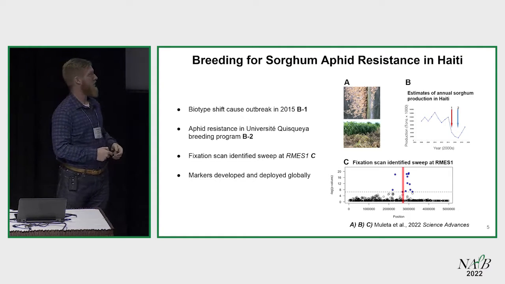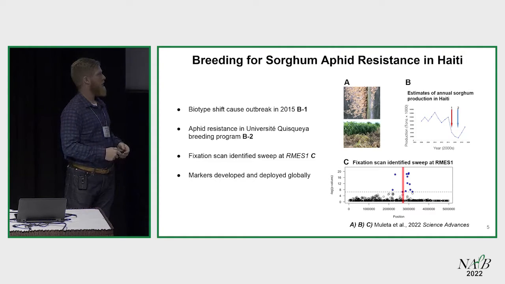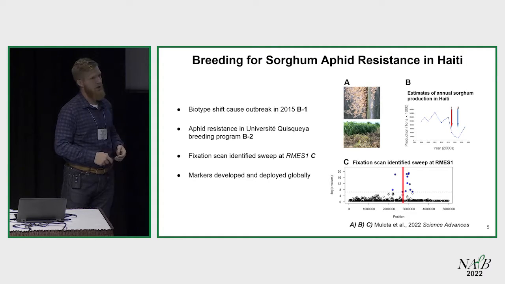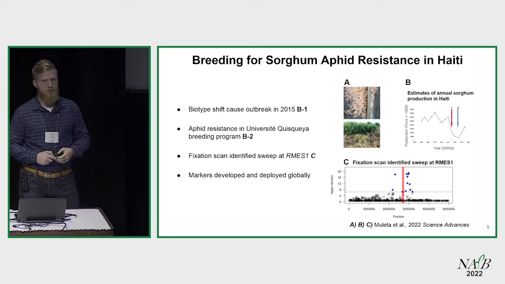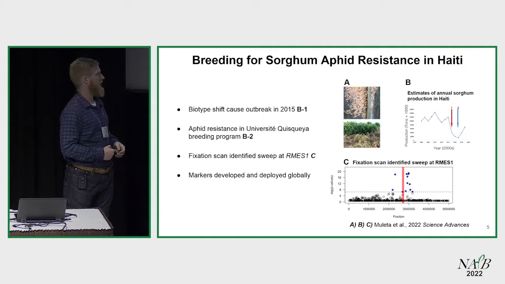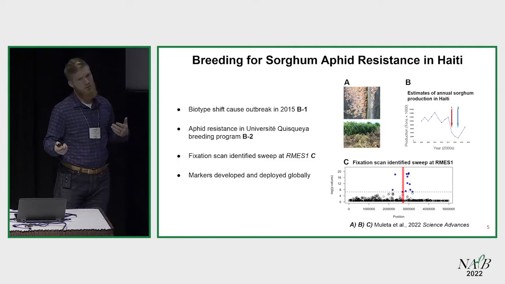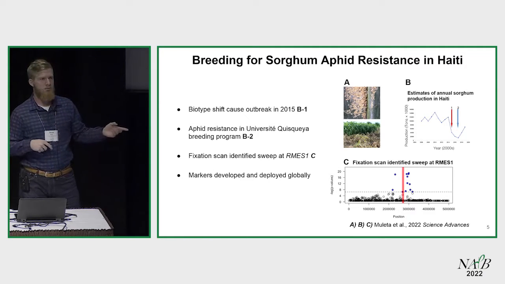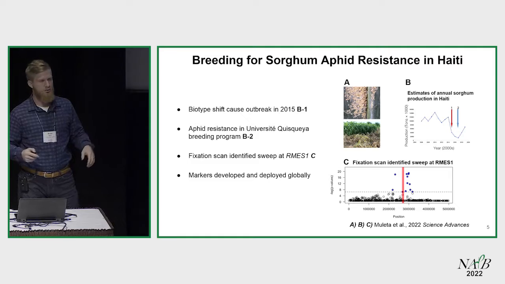From that selection, we were able to go in, with their genotypic data, compare it to global sorghum, and see that they were selecting hard at this one locus, which happened to be really the only known locus for sorghum aphid resistance. Then from there, they developed the markers. They were able to select on the markers, and we also were able to get those markers into global sorghum.